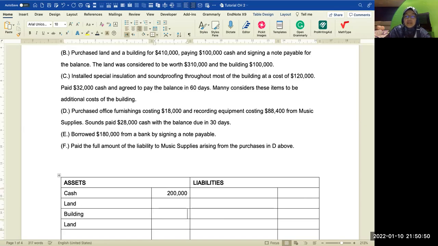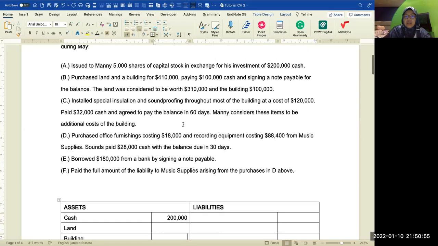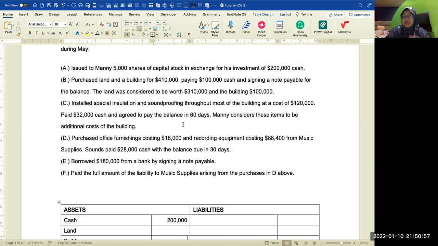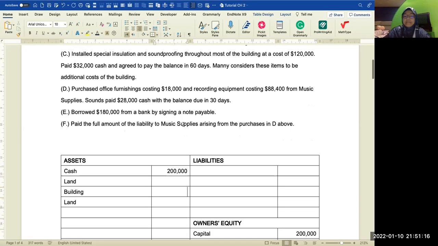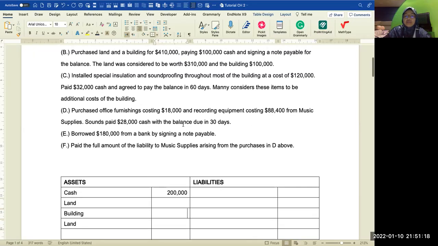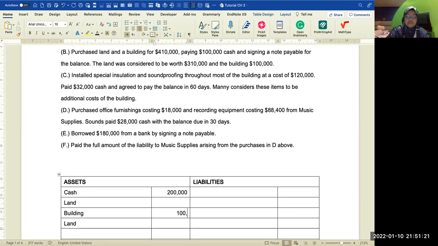Can we combine them together or we can't? No, if it's given, normally we divide that into two, because sometimes the value of the land increases in the future. So you are going to do a revaluation of the land, or an evaluation of the building. So it's separate. So you're going to have two. Oh, okay. So you have building of 100,000 and the land of 310,000.